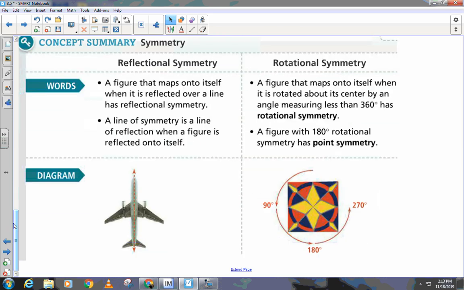Here's some more examples. Here's another good example of where they use several colors. This one's got 90-degree rotational symmetry, so every 90 degrees, it has to look exactly the way that it did to begin with. This one is a reflectional with the airplane. You draw the line right down the middle. You should be able to fold that airplane in half, and one side kisses the other, and it looks exactly the same.